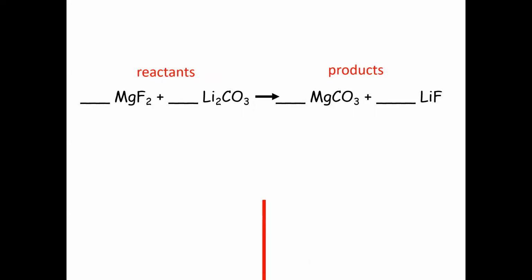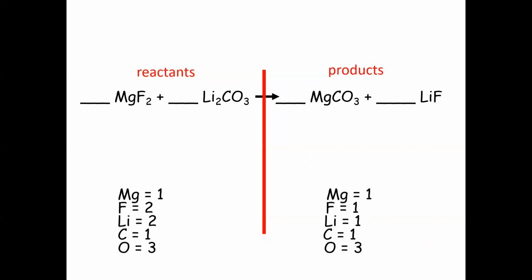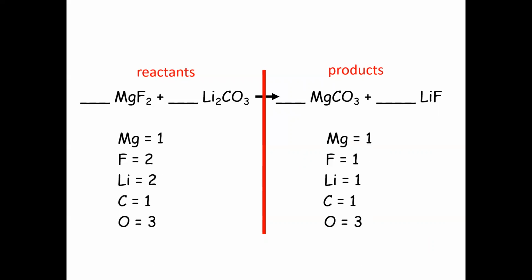So again, you separate your reactants from your products, you complete your tally. Now, the first thing I would attempt to balance here is the lithium. So if I put a 2 in front of lithium fluoride, I now have 2 lithium, but I also have 2 fluorine. So I can see I've got 1 magnesium on both sides, 2 fluorine now on both sides, 2 lithium on both sides, 1 carbon on both sides, and 3 oxygens. My equation is now balanced.